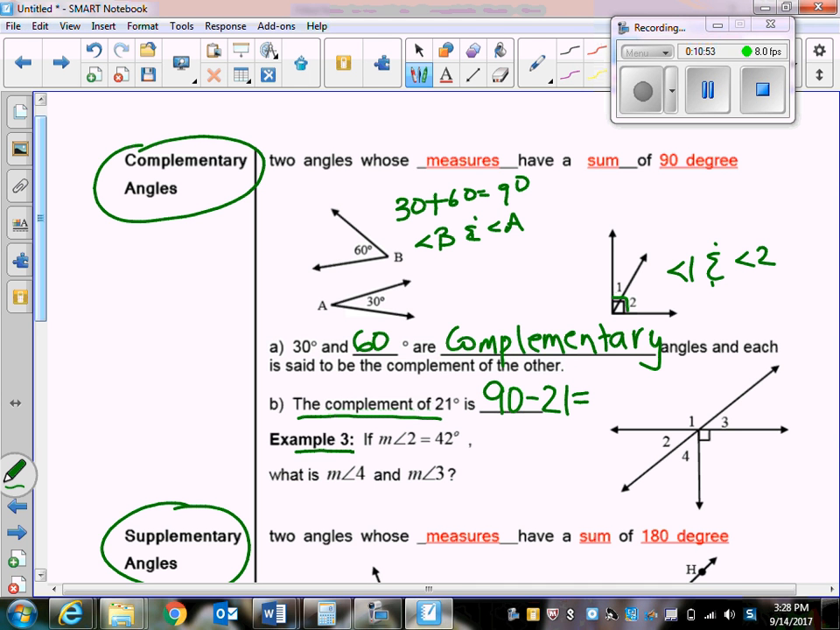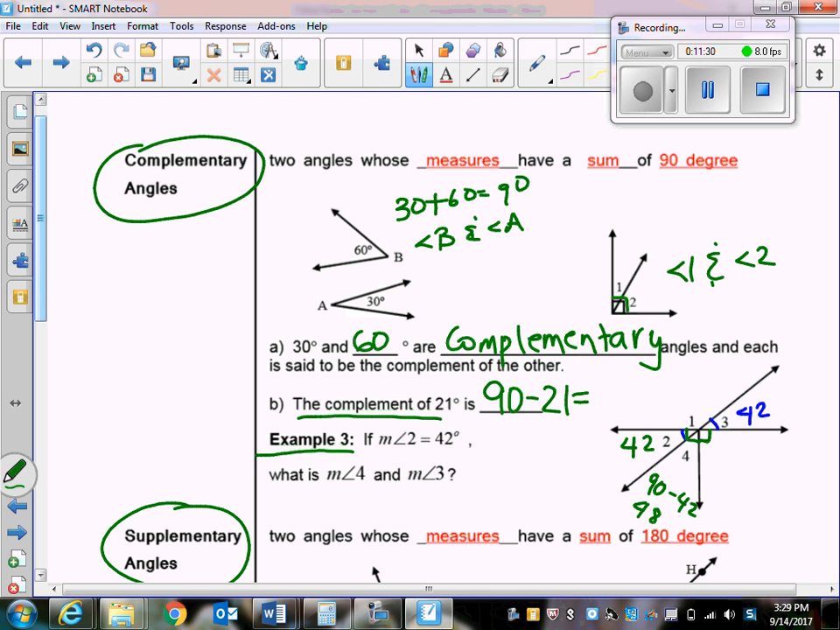For example 3, it's a combination of complementary angles and what we just learned in the previous one, which is vertical angles and supplementary angles. In this case angle 2 is 42. From the get-go, I know 2 and 3 are vertical with each other, so they are going to be equal. Knowing that this is 90 here, that also tells me that it's 90 there. So angle 4 is going to be 90 minus 42, which is, I believe, 48.